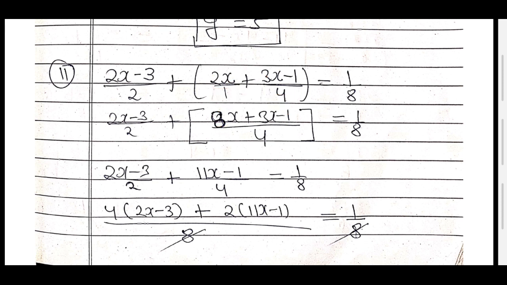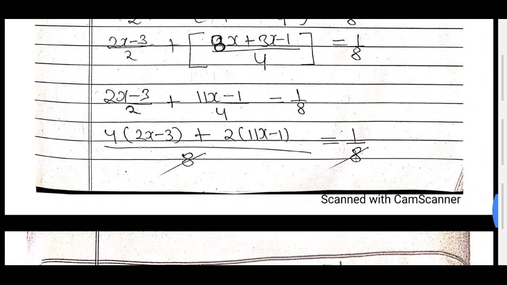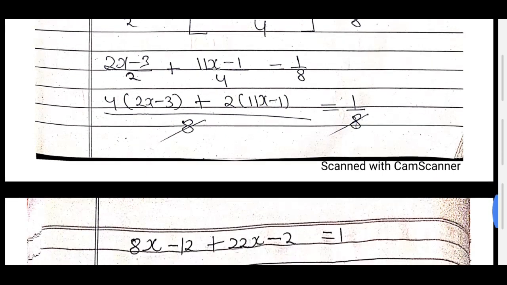First you solve the bracket according to board marks like that one. Then 8x plus 3x, you get here what? 11x minus 1 upon 4 is equal to 1 by 8. And now again do cross multiply, this 4 by this 2 by this, and 4 2s are 8. Here also write 1 upon 8. Then this 8 cuts with this 8 because they are on equal sides.